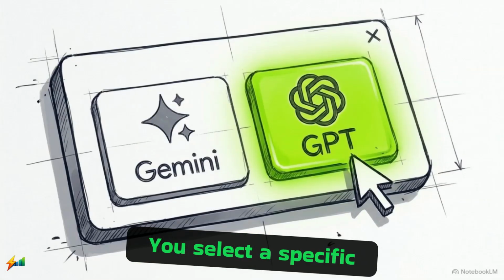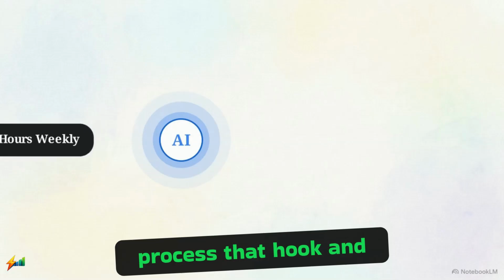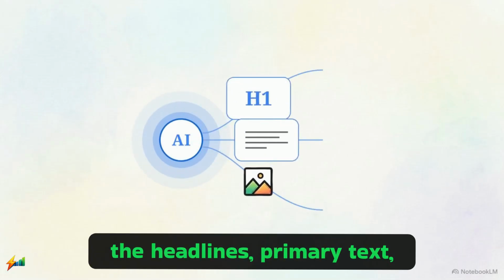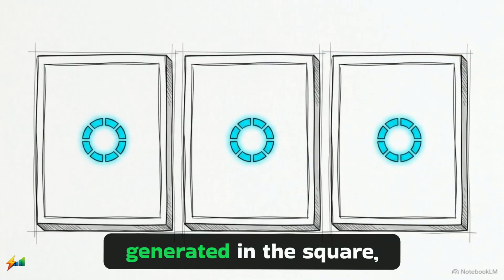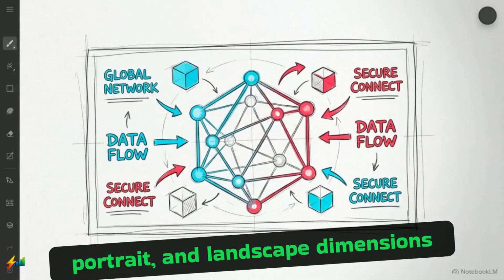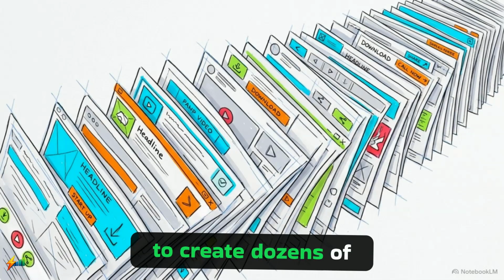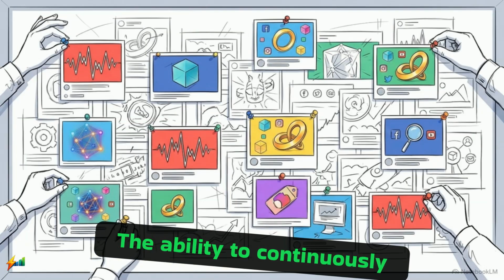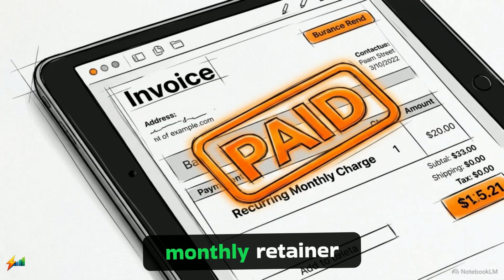You select a specific AI model, such as Gemini or GPT, to process that hook and generate the ad copy. The software then creates the headlines, primary text, and visual assets simultaneously. These visuals are automatically generated in the square, portrait, and landscape dimensions required by social ad networks. This speed allows you to create dozens of variations, enabling you to test different hooks and keep the audience engaged over time. The ability to continuously refresh these creatives is the service you are providing to justify a monthly retainer.